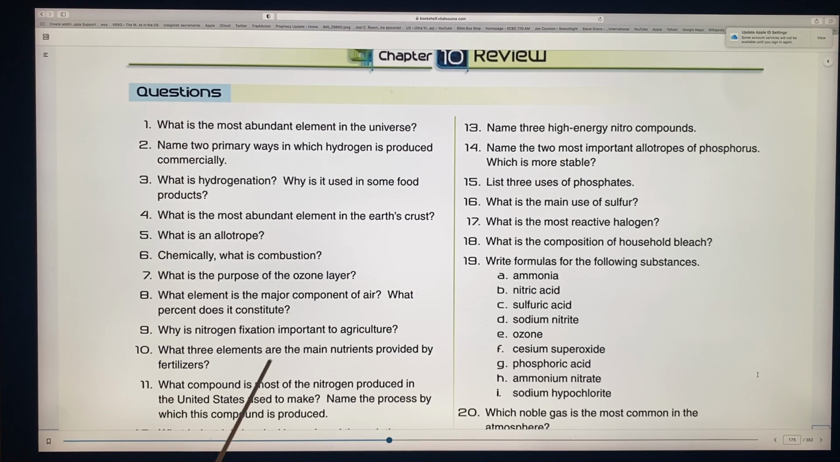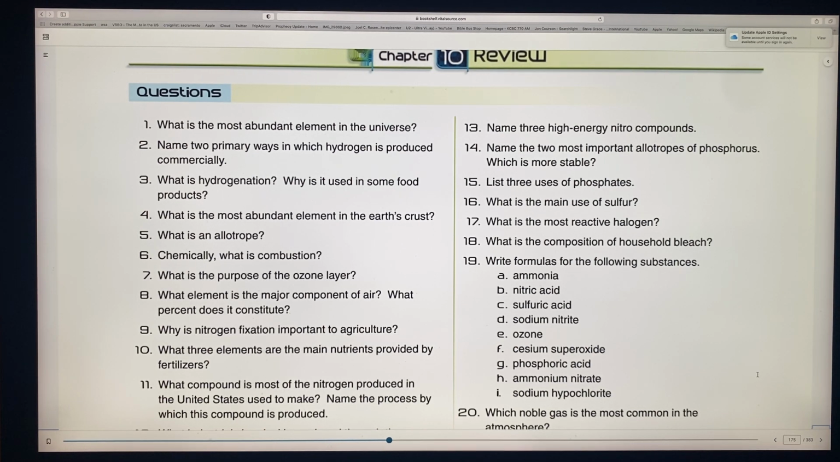What 3 elements are the main nutrients provided by fertilizers? Of course, we know nitrogen, but remember, you look on a fertilizer bag and you'll see nitrogen, and the nitrogen would be number 1. So the 3 elements would be nitrogen, potassium, and phosphorus. The first number would be nitrogen, the next would be the potassium, and then phosphorus.